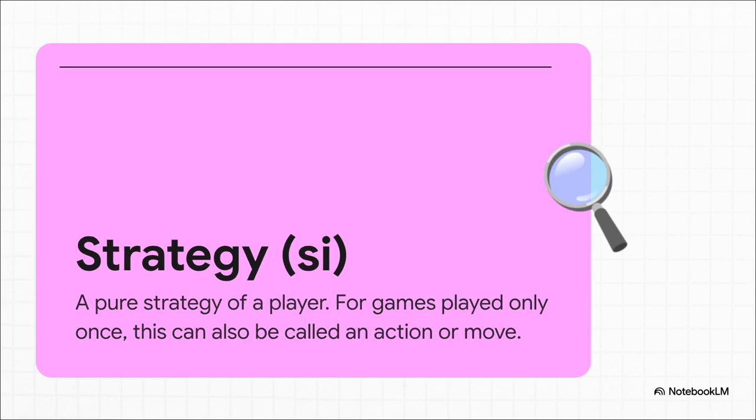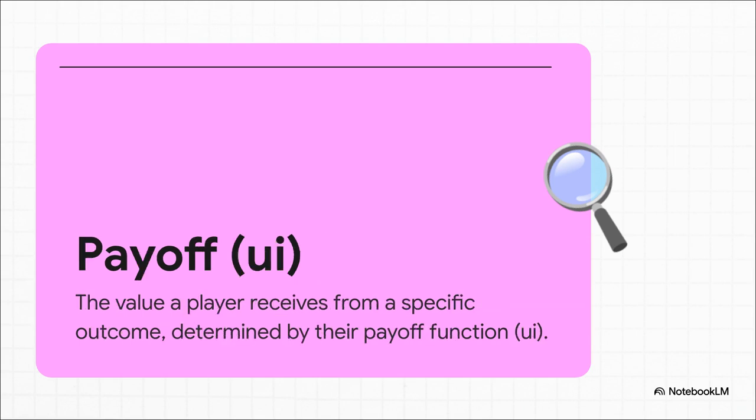Next up, strategies. A strategy isn't just one move. It's a player's entire playbook. It's a complete plan that says, if this happens, I'll do that. Now, in a simple game, a strategy might just be one choice, like I confess or I deny. But in a really complex game, like a corporate price war, a strategy could be a whole series of actions over months.